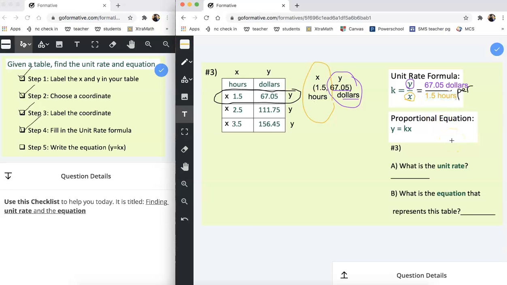So $67.05 every 1.5 hours. That's a rate, but it's not a unit rate. To find a unit rate, you divide. So I'm going to take the 67.05, the numerator goes underneath our division symbol, and then the denominator goes on the outside.